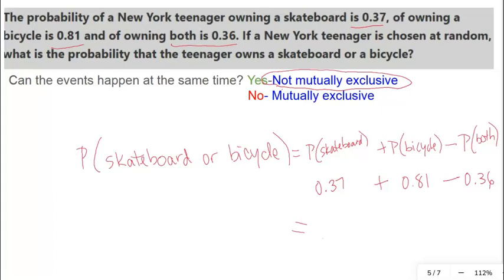And I got 0.82, which means 82%. So really, you're just taking off how many you're counting in both groups in the first two.